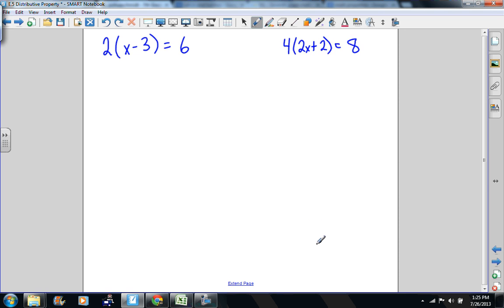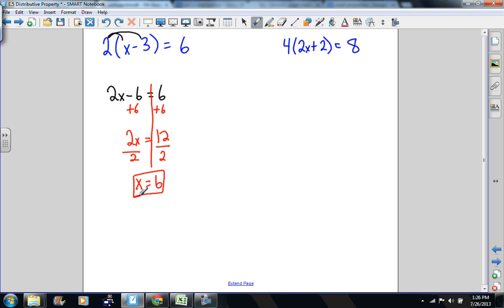Okay? So the reason why we learned it is to help us do these equations. So we do the distributive property first, and then we solve them just like we did last time. So this right here becomes 2x minus 6 is equal to 6. And now we're just going to solve this equation just like we did last time. So we add 6 to both sides. We get 2x equals 12. We divide by 2. And we get x equals 6.